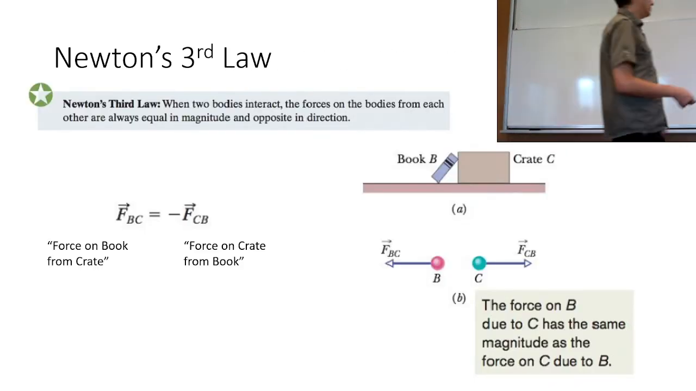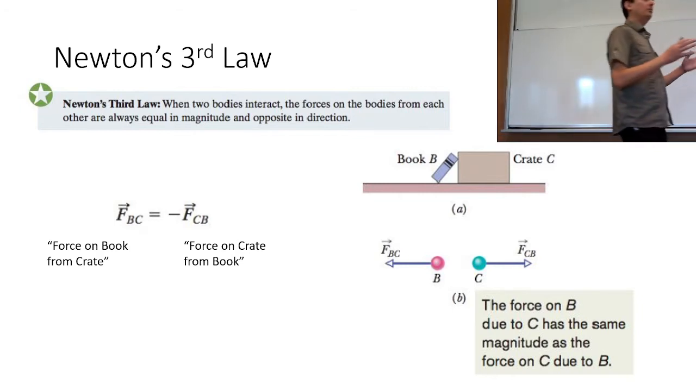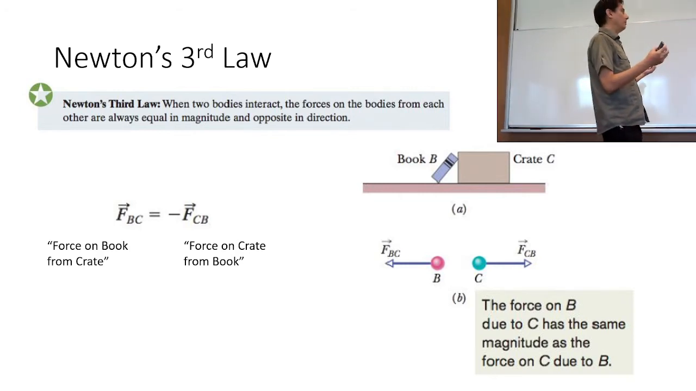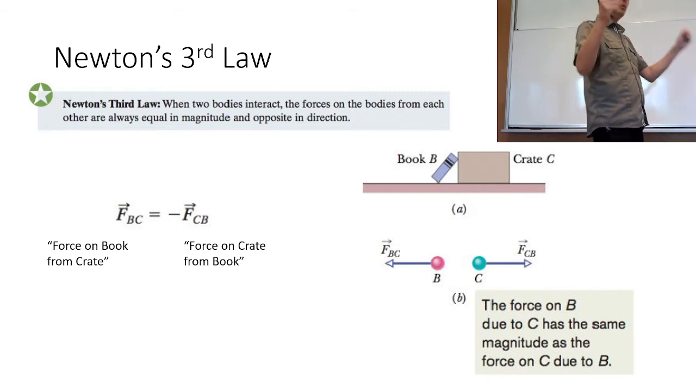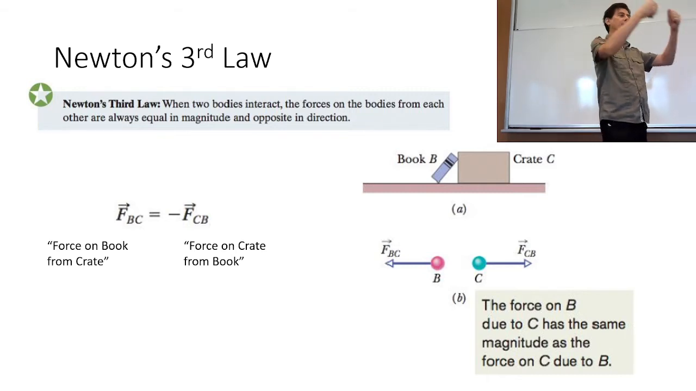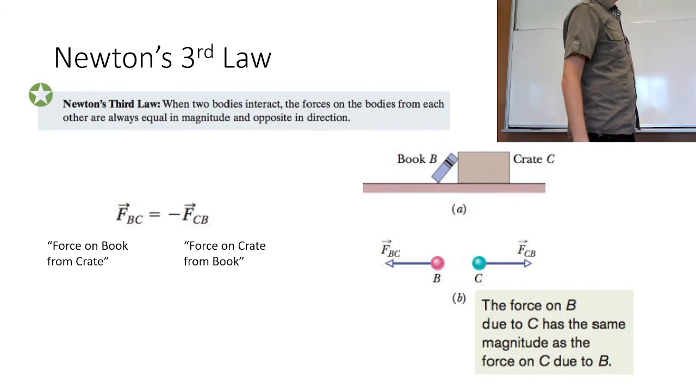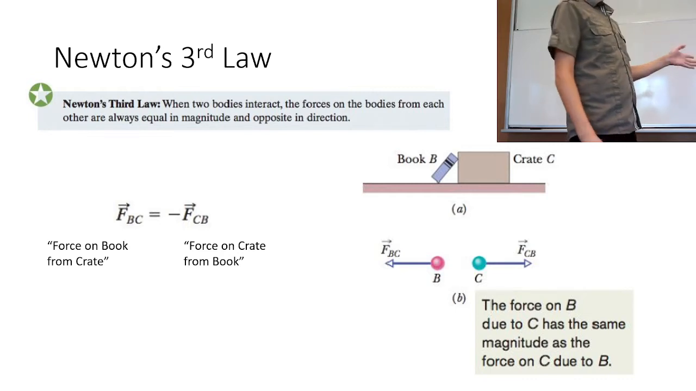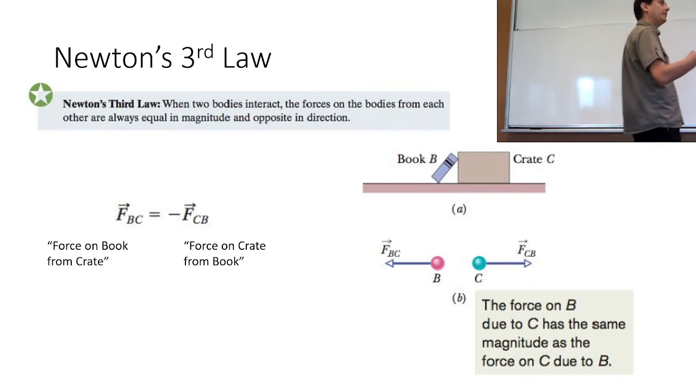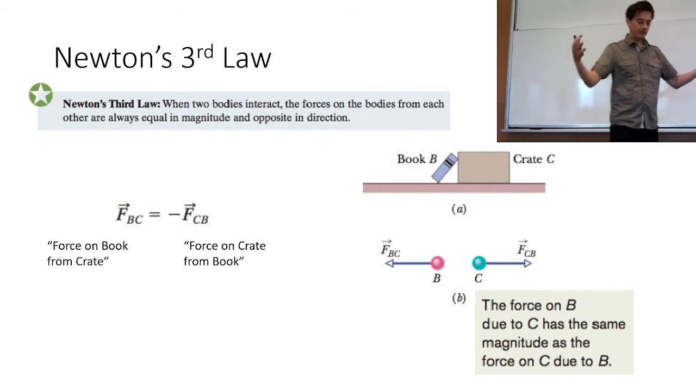Right, no. Okay, so the first point that you need to realize is that this is a statement of two objects, right? So it's not just a single object. You can't have Newton's third law with just a single object, because this whole thing is talking about what's happening when two objects are coming together and they're exerting a force on each other, right? So keep it in mind that it's a two-object kind of relationship.